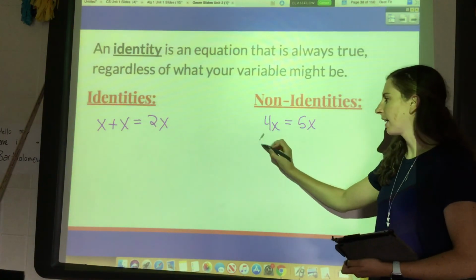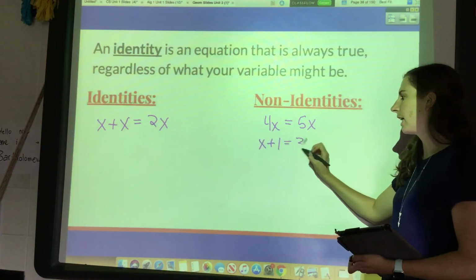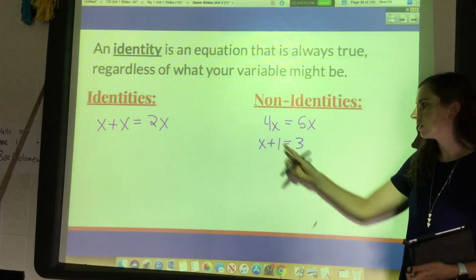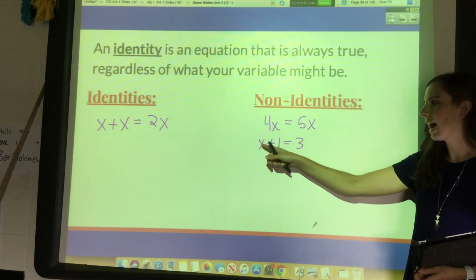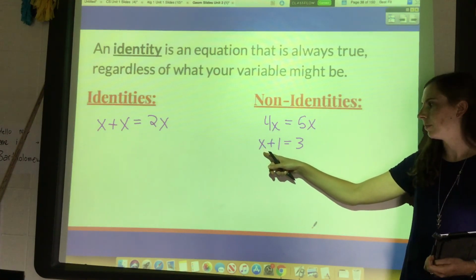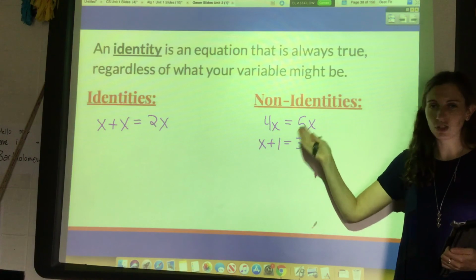Same thing with x plus 1 equals 3. That's an equation, and I can solve for x, but it's not always true. In fact, x has to be 2 here. So this is not an identity, it's just an equation.